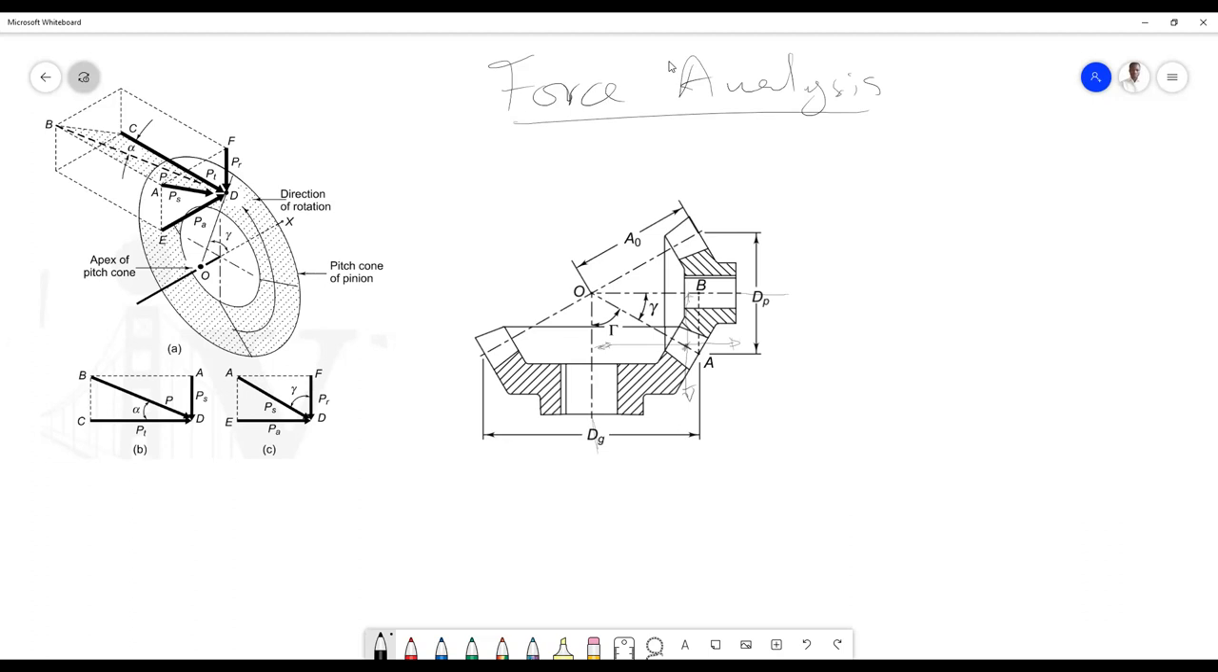So those are the forces that we are going to have: the axial force, the radial force, the tangential force, and also the force which will try to separate the two gears. That is the separating force.